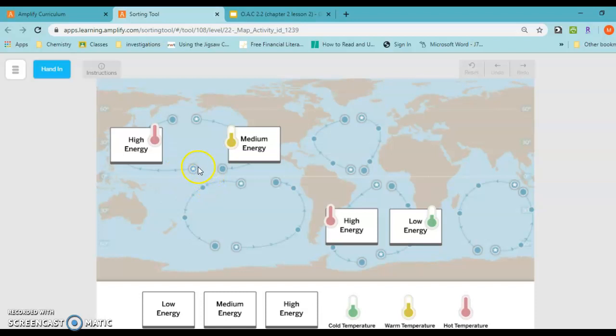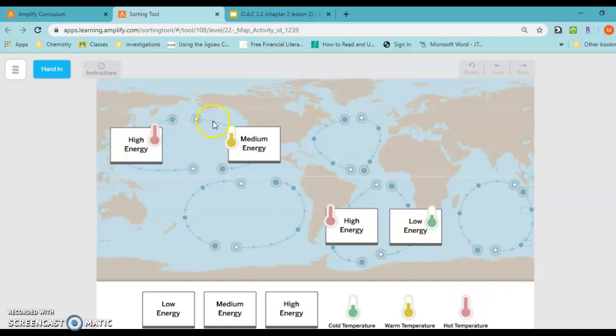There are some things that we should know as we're going to do it. The star shows you where the current starts from. So this current here starts by the equator, and it pushes up over here by Asia. So we know that this is going to have high energy. How do we know that? Because it's starting at the equator, and we know that the equator gets more energy from the sun than other places on our globe. So high energy. And as we move up here, we expect it to be warmer. So notice how I use the hot temperature because we expect it to be hot.